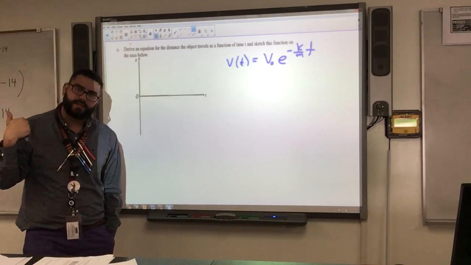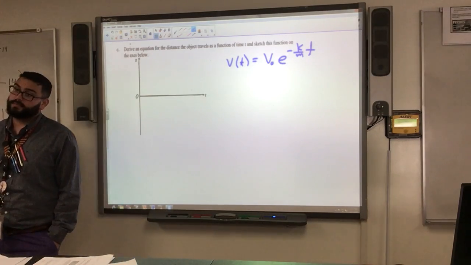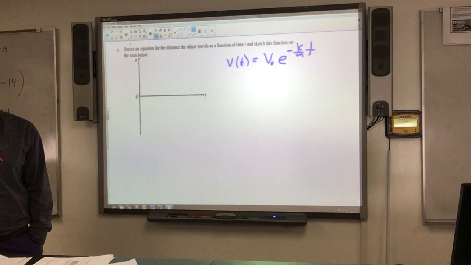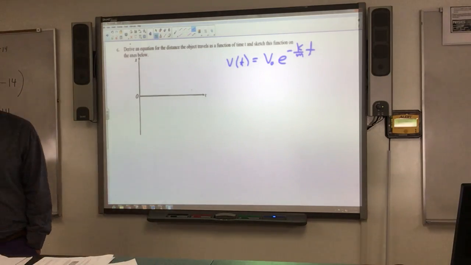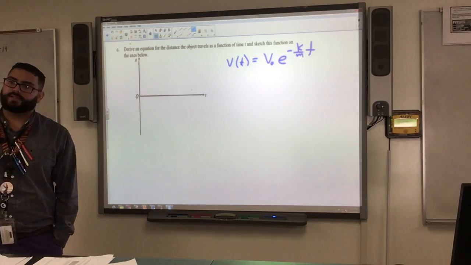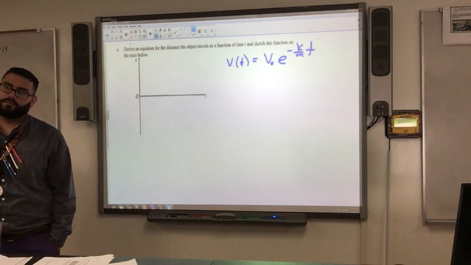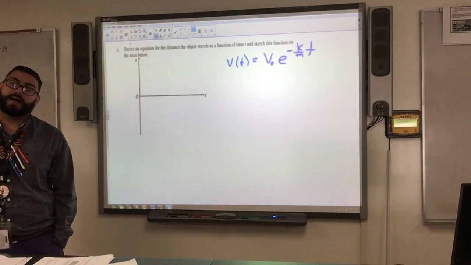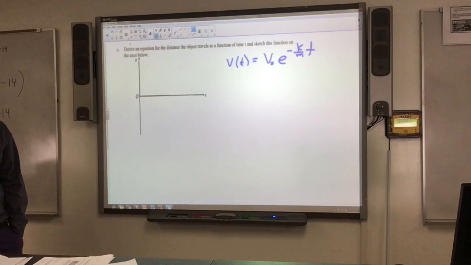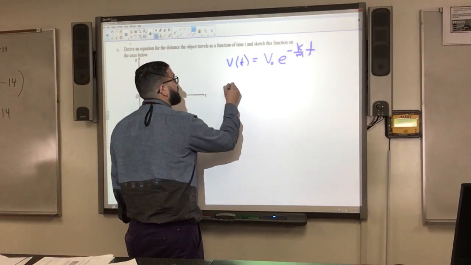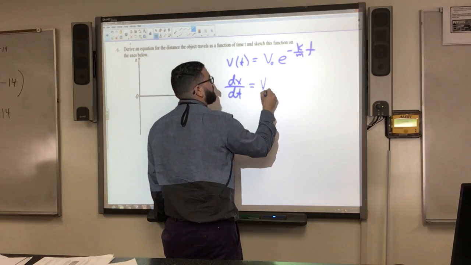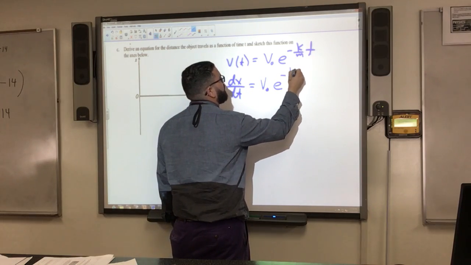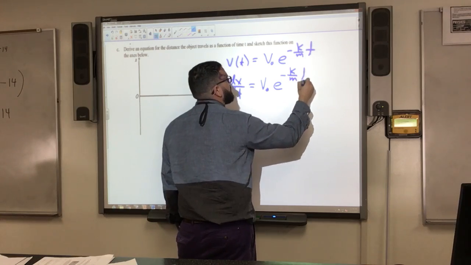So remember that v is velocity. What relationship does velocity have with position? It is dx dt. So I can replace this with dx dt is v naught e to the negative k over m t.